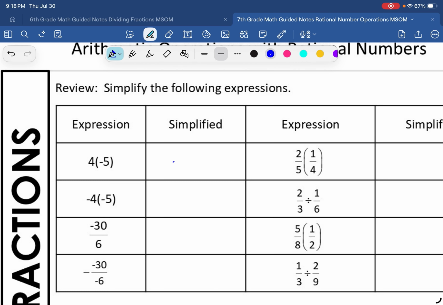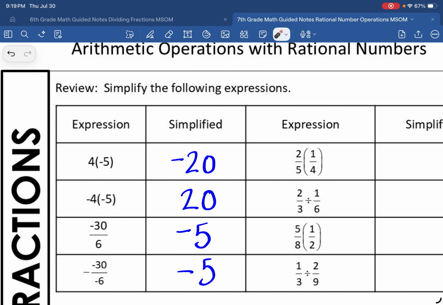4 times negative 5 is negative 20. Negative 4 times negative 5 is 20. Negative 30 divided by 6 is negative 5. Negative 30 divided by negative 6 will be 5. So quick review, I have one negative, so it's going to be negative. Two negatives, going to be positive. One negative will be negative.